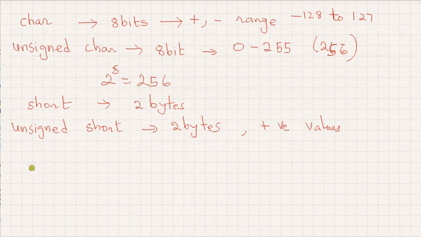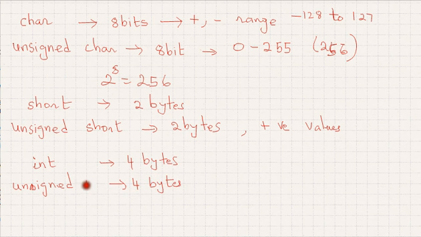Okay. The next one is the integer, and again unsigned. This is 4 bytes, just double the short, right? 4 bytes. And the unsigned int is again just the same as int, except this stores only positive values.